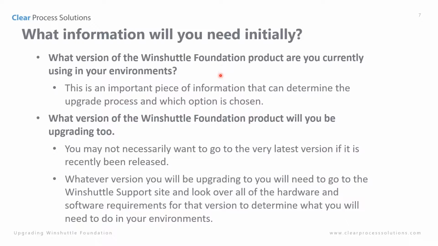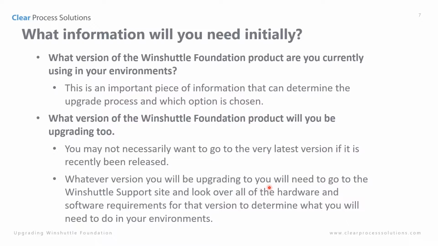So what version of the product are you currently on? A big question to ask, because it can really impact the upgrade process based on how far back your version is. That's a very important piece of information. What version of the Winshuttle Foundation product do you want to go to? Some clients don't like to go to the latest and greatest, as they sometimes call it, on the bleeding edge. You'd rather be a build or two behind. That's okay too. Making that decision ahead of time can help decide which way we go here.